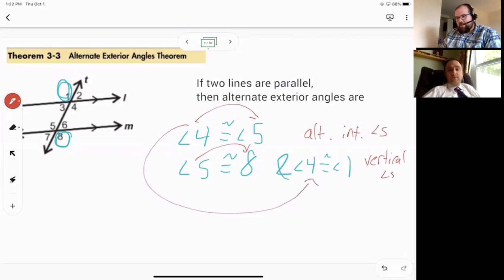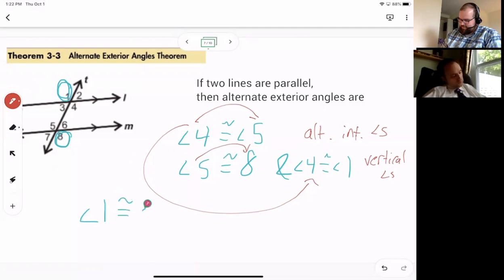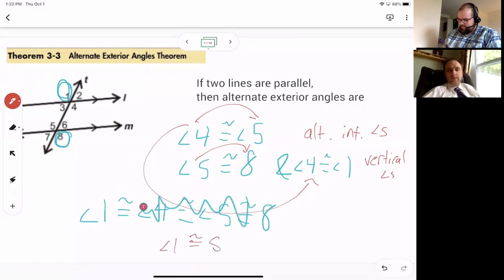I was trying to go from 8, and I was like, there's no other 8. Go 1 to 4, 4 to 5, 5 to 8. There we go. 1 and 8 are the same. So if you wanted to write a whole big congruent statement, 1 to 4 to 5 to 8, and therefore, you can just ignore the stuff in the middle. So 1 and 8 are the same. I like it.